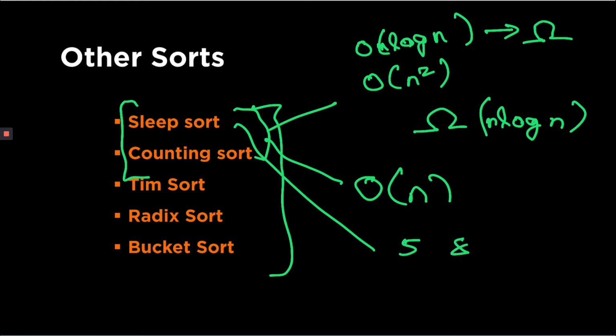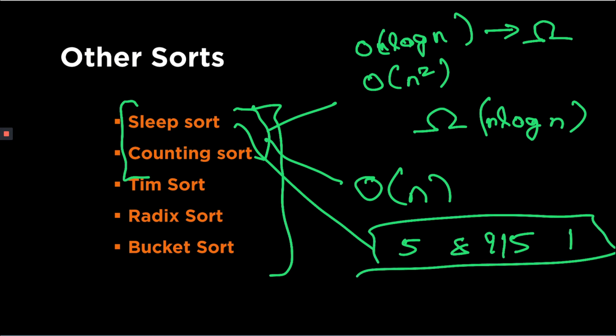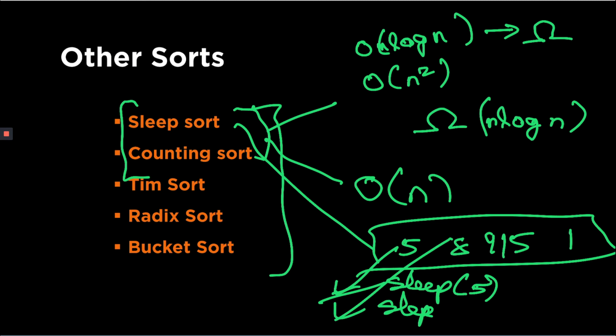Like in the case of sleep sort, let's say you have some numbers like 5, 8, 4, and 15. If I were to sort this, I would just put a timer on each, which is sleep 5 and then sleep 8. So in this case, the computer is going to print the number 5 after 5 seconds, 8 after 8 seconds. So it's sorted, but it's kind of simulating it, and it's not practically used.